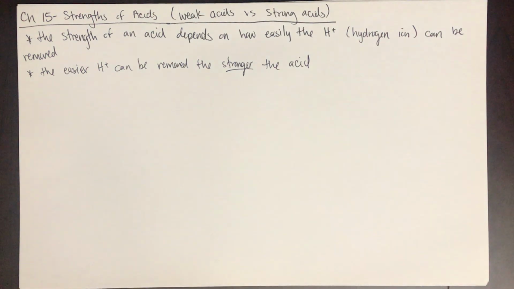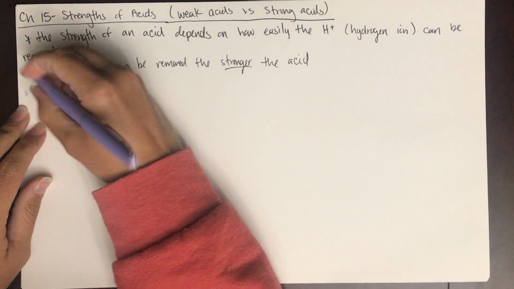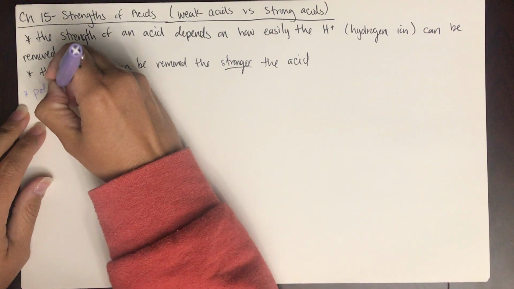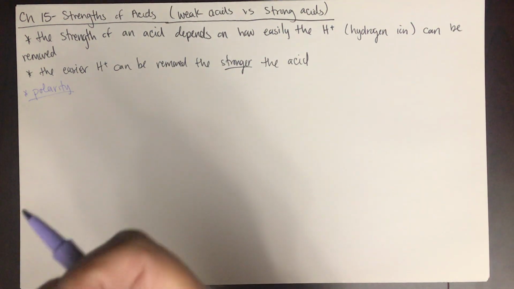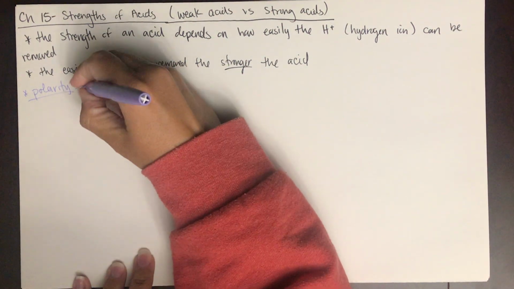So remember, the definition of an acid is something that donates hydrogens and increases the concentration of hydronium. So the easier that hydrogen is removed, the stronger the acid is. There's a few different things that are going to determine how easily that hydrogen can be removed. One of them is polarity. Remember, polarity has to do with a separation of charge, a difference in electronegativity.